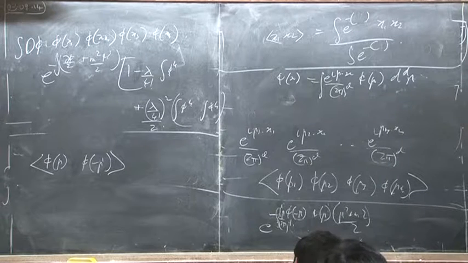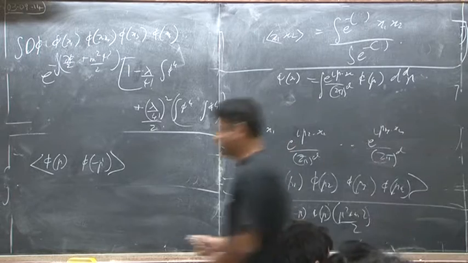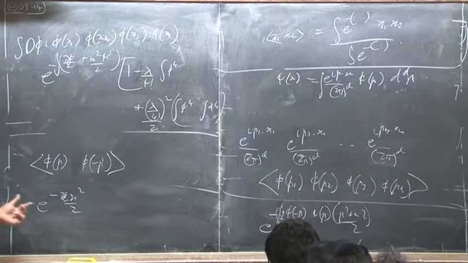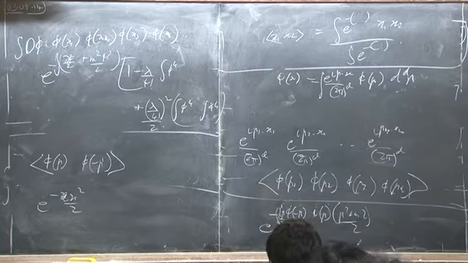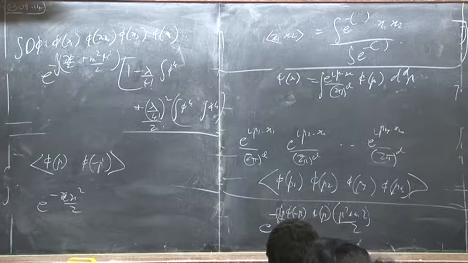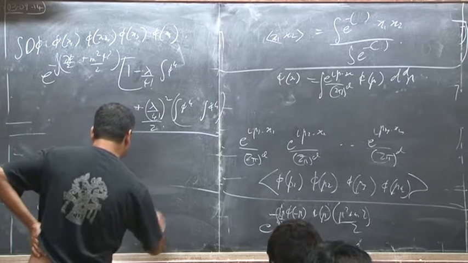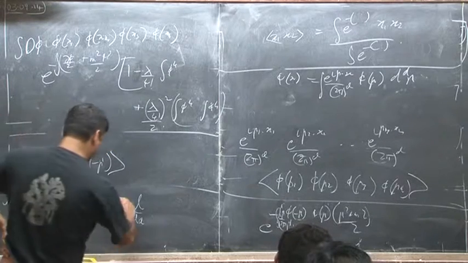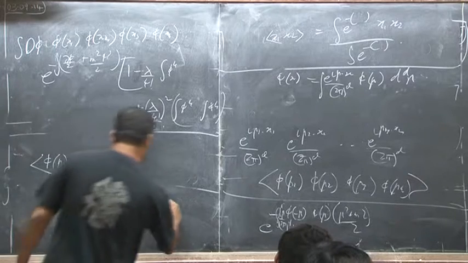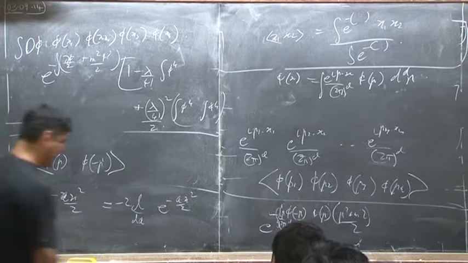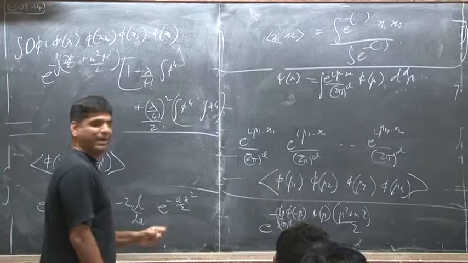This is just the fact that x squared inside comes from here. Suppose you've got e to the power minus a x squared by 2. And we want to know what the expectation value of x squared is. That is simply minus 2 d by d a of the integral of e to the power minus a x squared by 2.